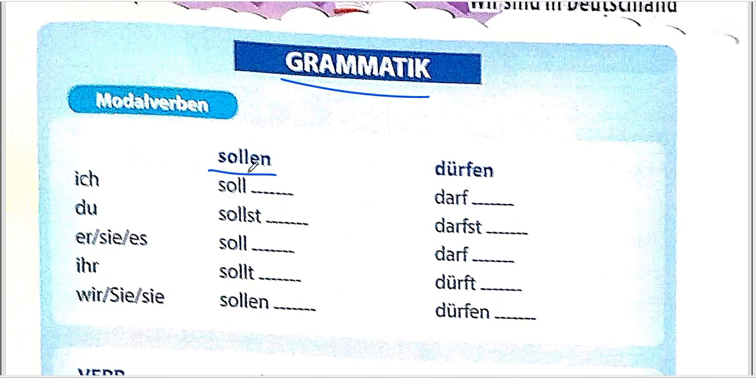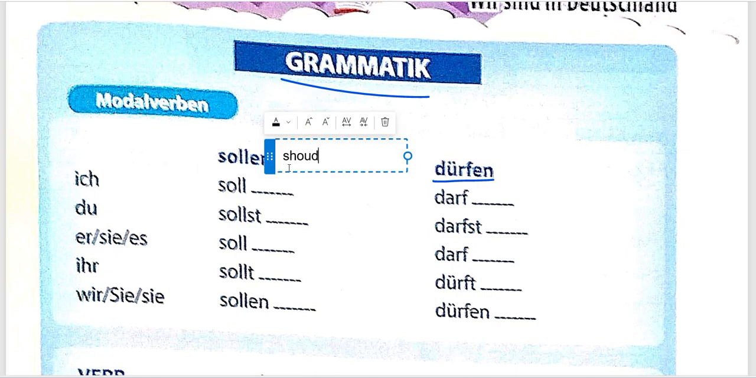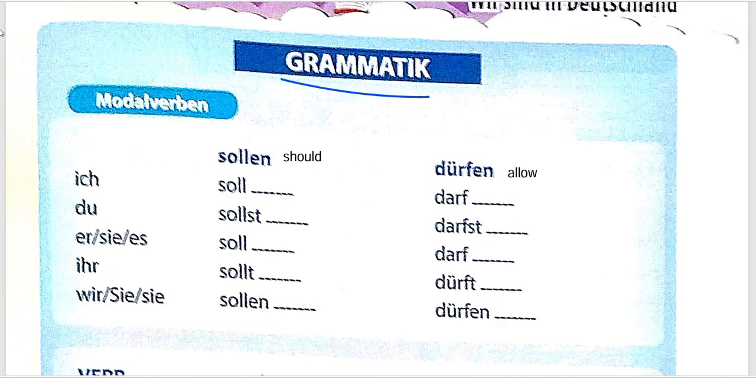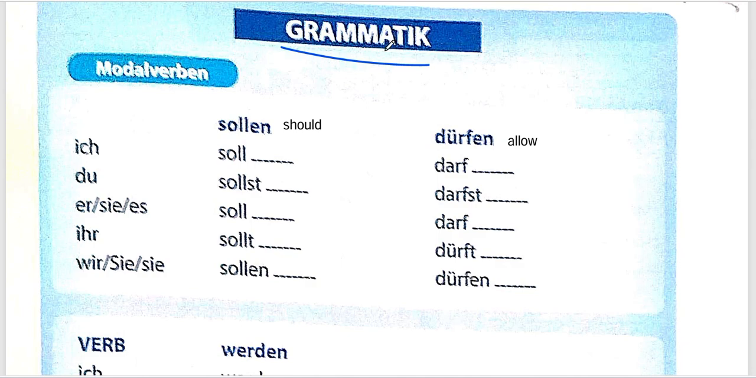Okay, sollen. What does sollen mean? Sollen means should. And what about dürfen? Dürfen means to allow or to be allowed to, right? Allow basically. So sollen is nothing but should, and dürfen is nothing but allow. So now we'll be done with basically all six modal verbs, which are können, which is can, müssen, which is must, sollen, which is should, möchten, which is would like to, dürfen, which is to allow, and wollen, which is wish to.